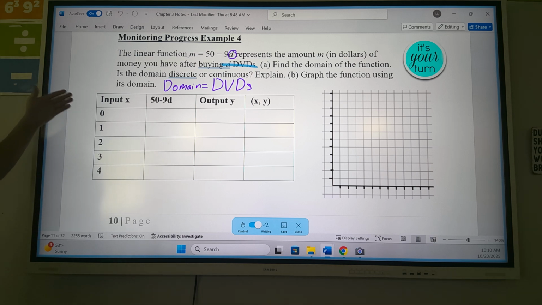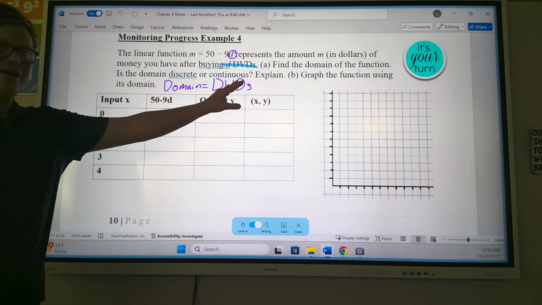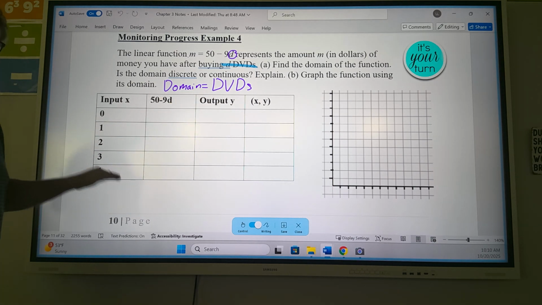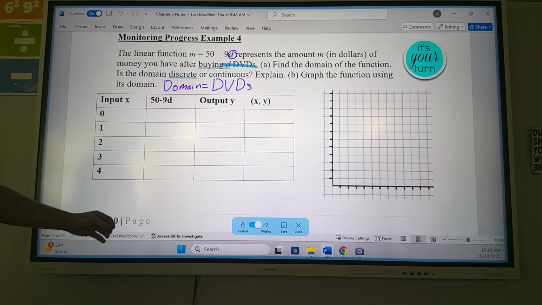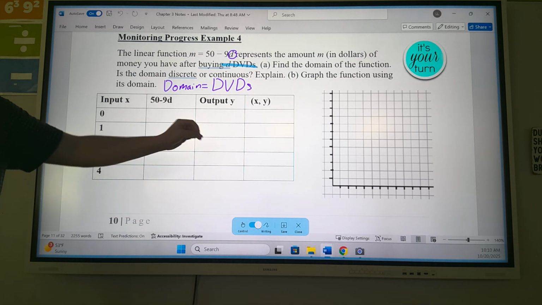And we can figure that out by plugging 0, 1, 2, 3, 4, and maybe even 5 in for DVDs. So I'm not going to write my domain until I can figure out how much money I have left after the 4th, because if we can include a 5th DVD, I want that in my domain. I want every possible value within my domain.